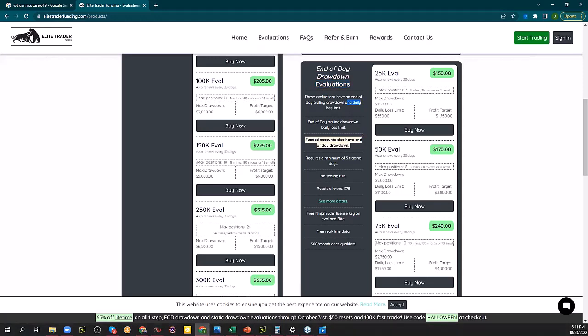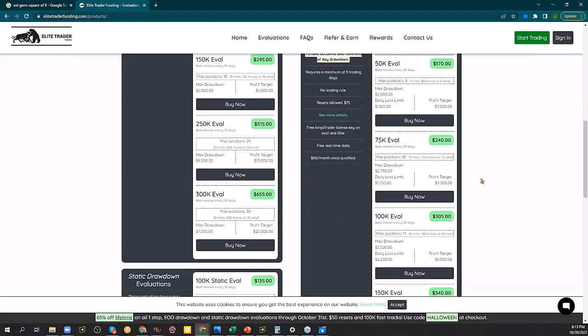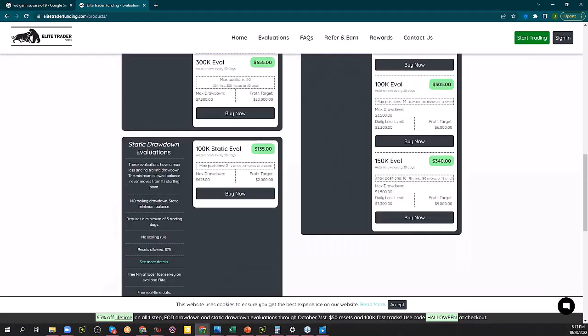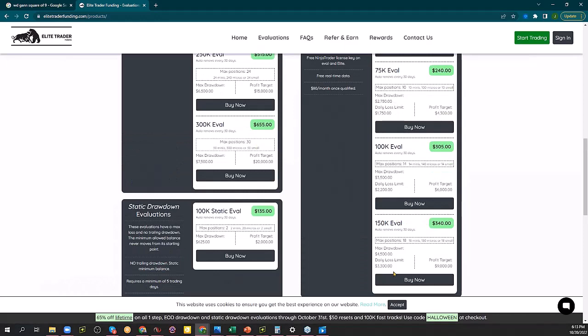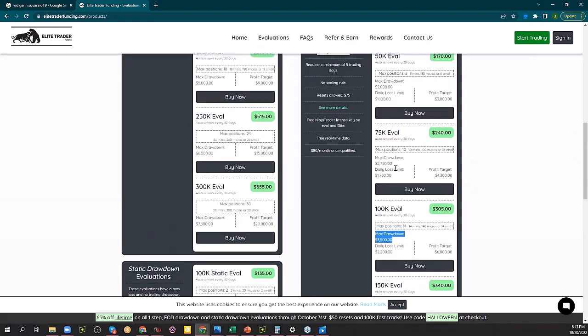and daily loss limit. Okay, let's see, the 50K. So the 150K is the biggest. Daily loss 3,300. Profit target 9,000, max drawdown 4,500. And then the 100K, 3,500 drawdown, daily loss limit 2,200, profit target 6,000. Let's see, the 75K looks like it has the best delta. So you're allowed a $2,700 drawdown and a $4,300 profit target.